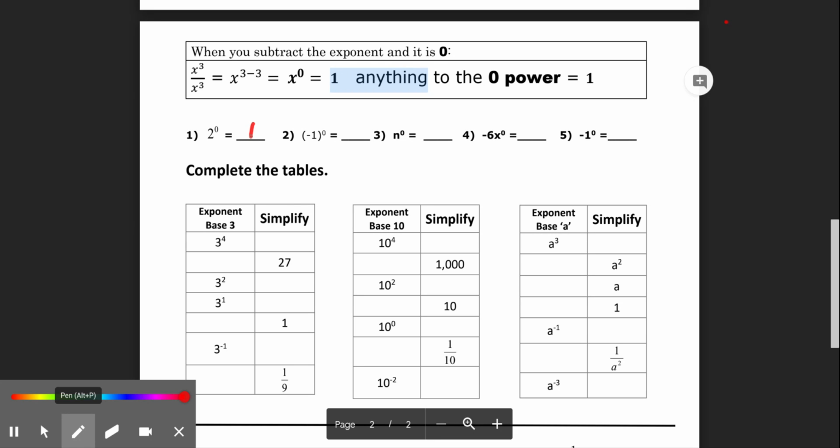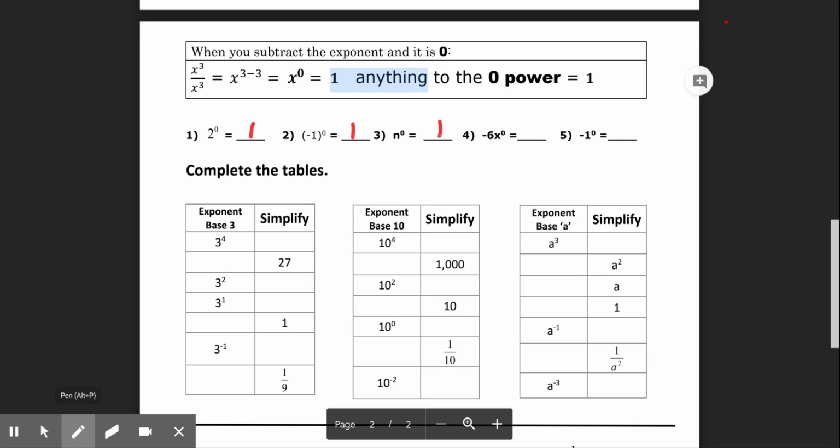And if it's a number like this one, 2 to the 0 power, if you put that in your calculator, 2 raised to the 0 power, and hit enter, it's going to say 1. Negative 1 to the 0 power is 1. N to the 0 power is 1. Now, number 4 and 5 are just a little bit different.